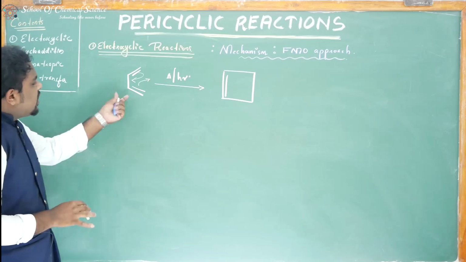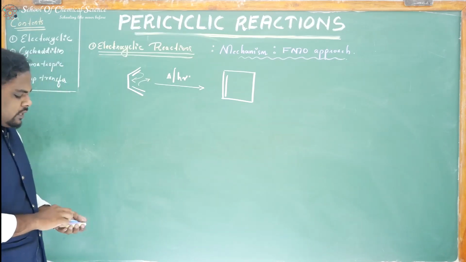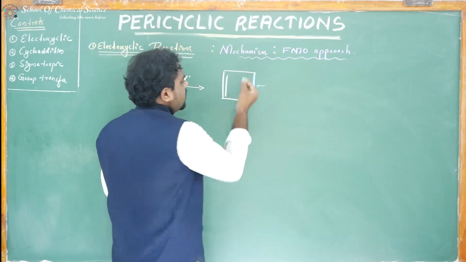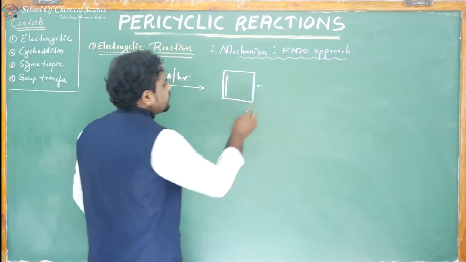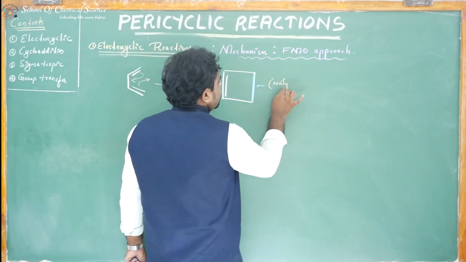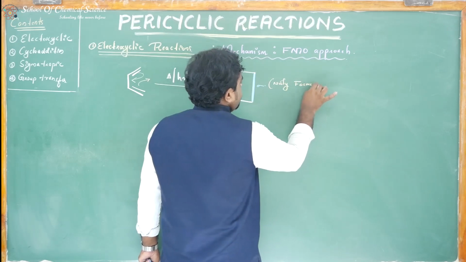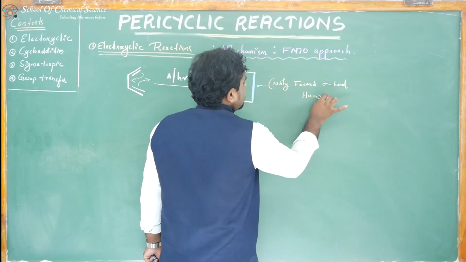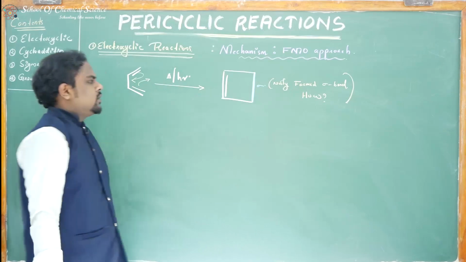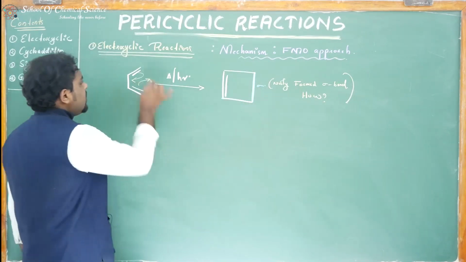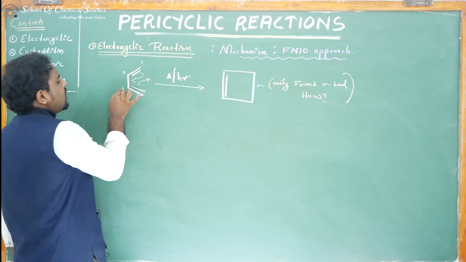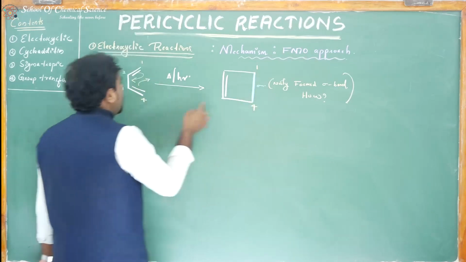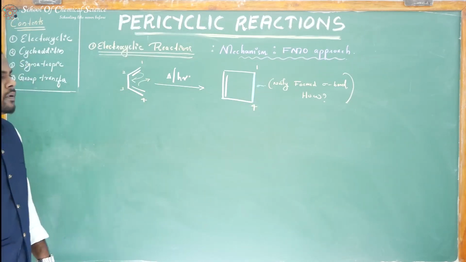So here one of the pi bonds is converted into a sigma bond, and this is the newly formed sigma bond. And my question, how is this sigma bond formed? This is carbon number 1, carbon number 2, carbon number 3, carbon number 4. A new sigma bond is formed between carbon 1 and 4.